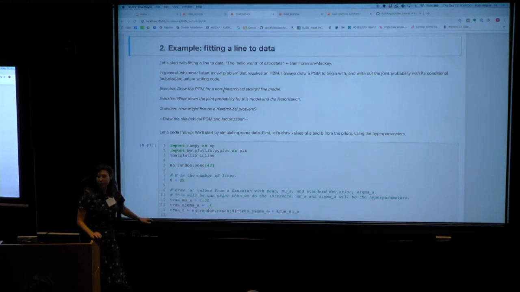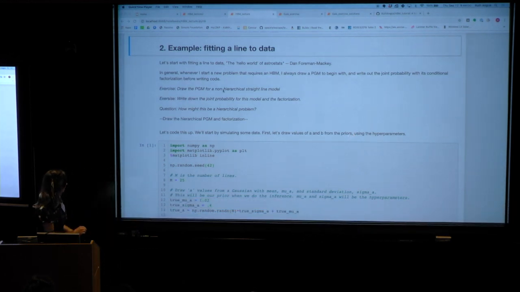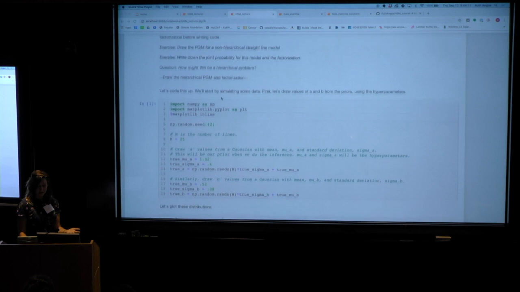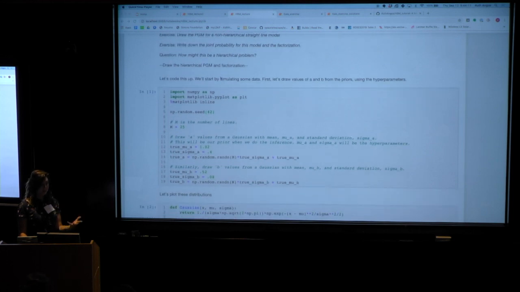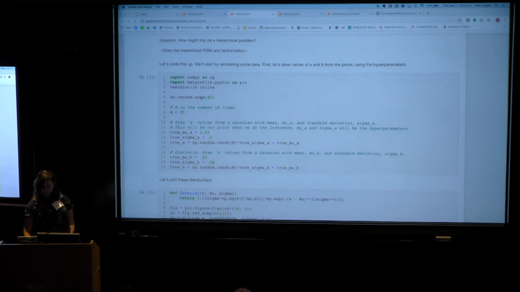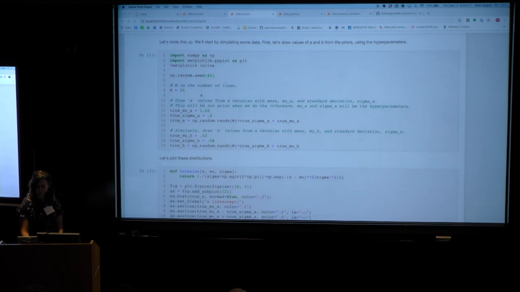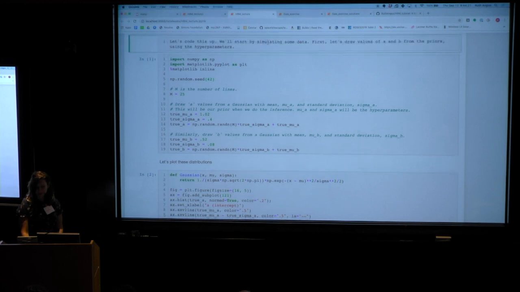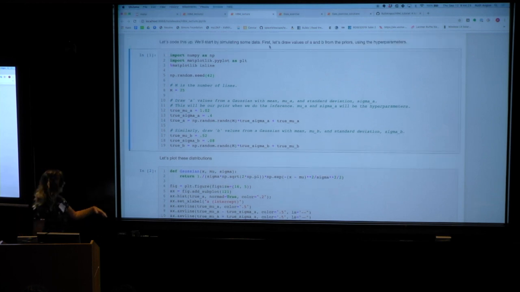Okay. So first of all, in this notebook, I go through how I'm simulating these data. And it's kind of useful to understand how the data are simulated because it shows us how the model is actually set up. So first of all, we want to draw A and B.